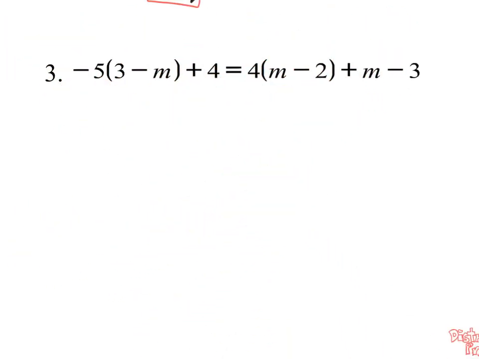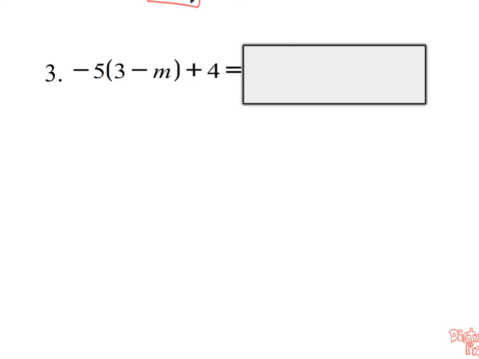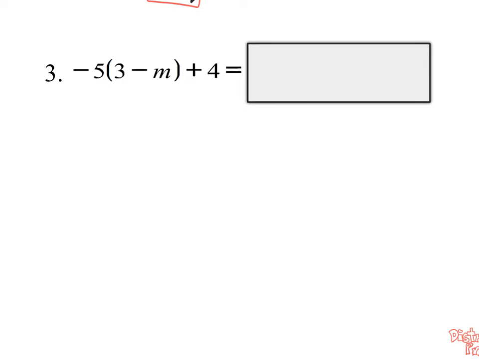So let's start with the left side. Now, just for the sake of us ignoring the right side, I'm going to put that rectangle over it so we don't even worry about it. On the left side of the equal sign, we are going to distribute. Now, because it's a -5, I like circling it and then drawing some arrows. -5 times 3, that's -15. -5 times -m, that's a positive 5m. And of course, after we distribute, we bring down everything else, the +4.